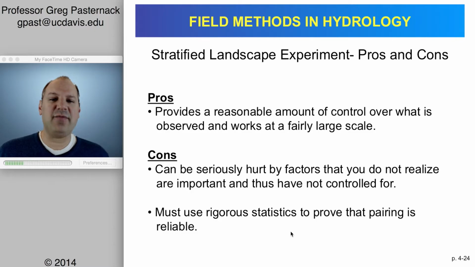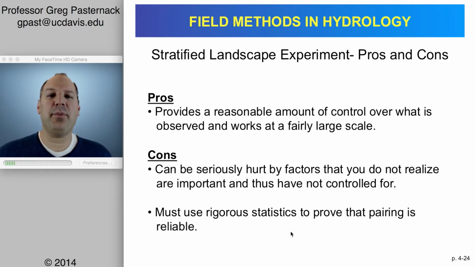So when you have a stratified landscape experiment or study, the main advantage of this approach is you have some control. You're not entirely hopeless in what you're doing. You're mindfully stratifying it into different units. You're monitoring things in a very process-based way to get at the key phenomenon that you're interested in. And you could do this over a fairly large scale.